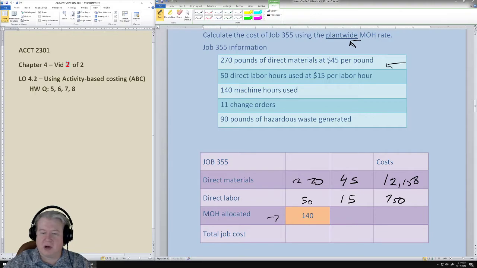And here we're going to use our plant-wide rate. If you remember, this rate is based upon machine hours. So even though we have a bunch of things up here, machine hours, change orders, all this other stuff, we're not actually interested in these. With just the one rate, all we're going to use is machine hours.